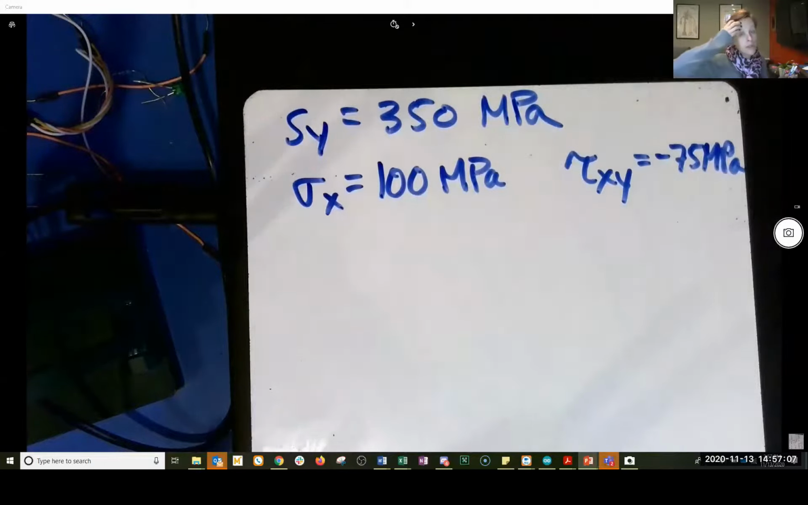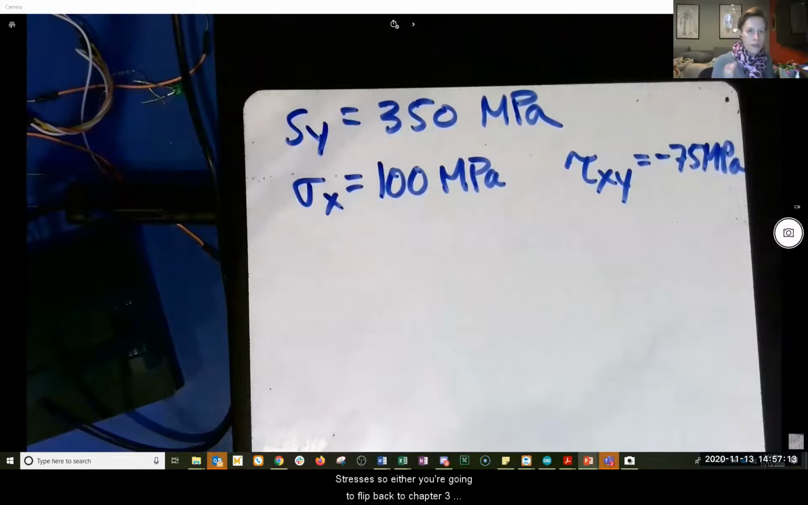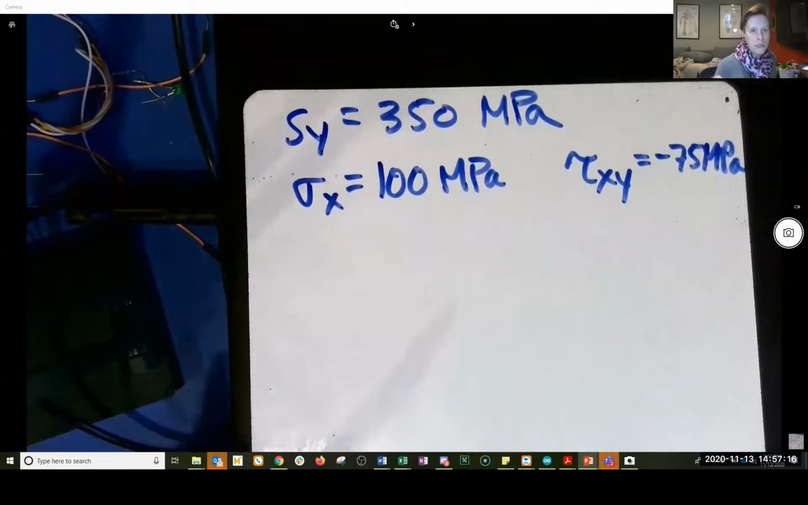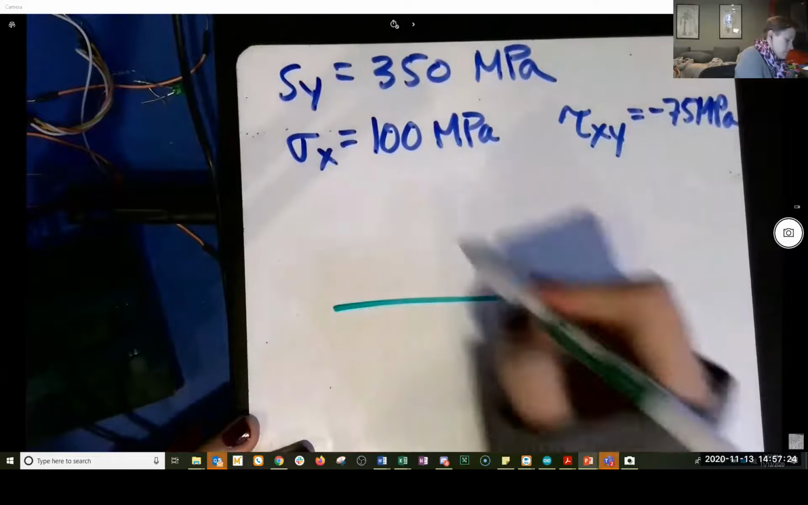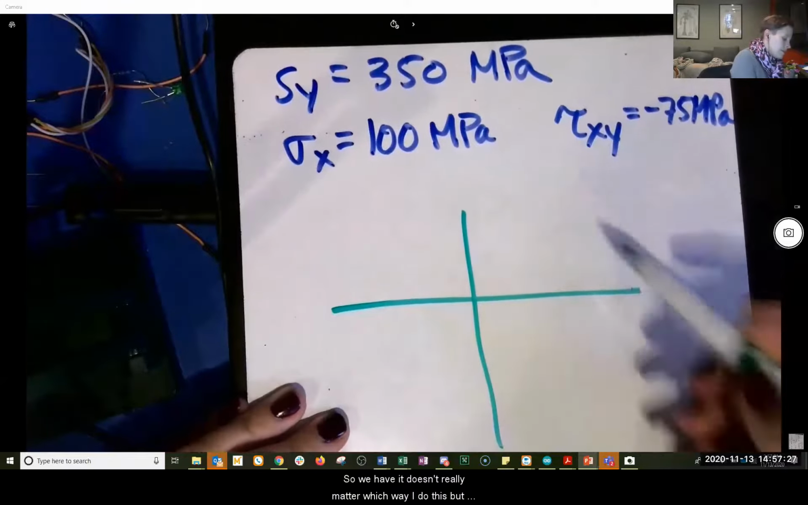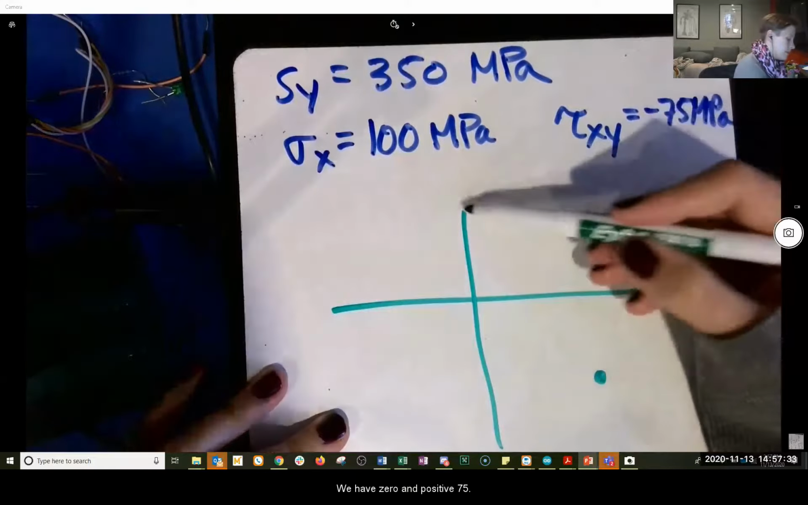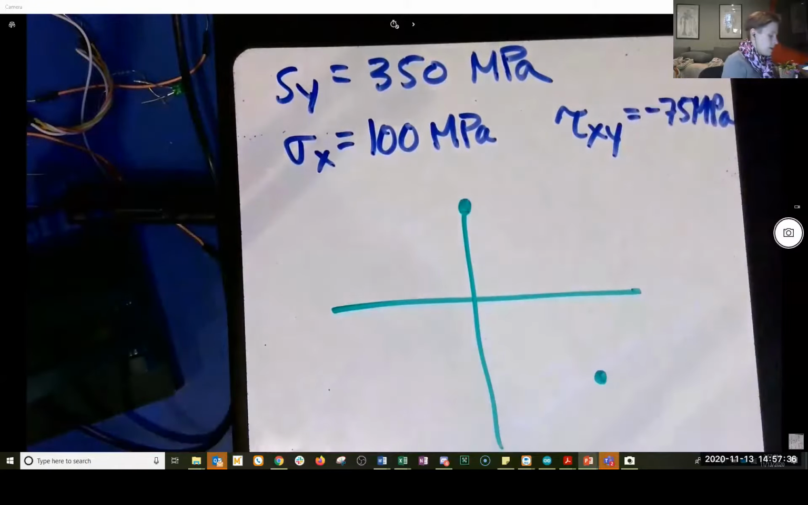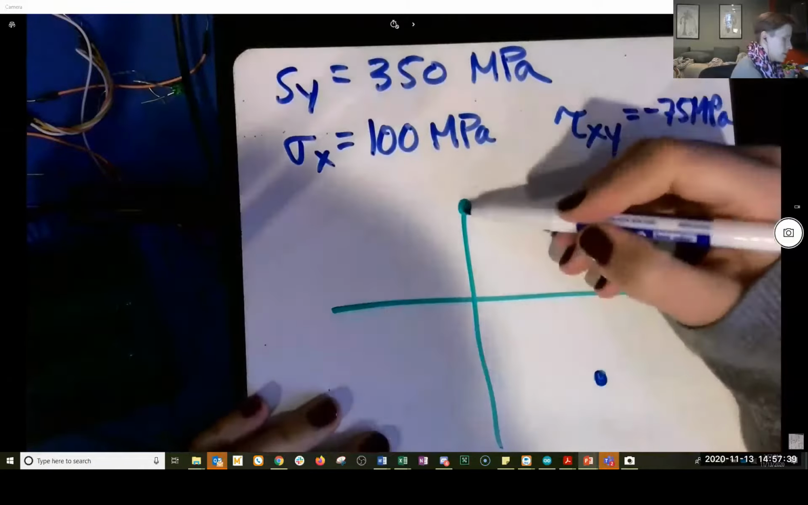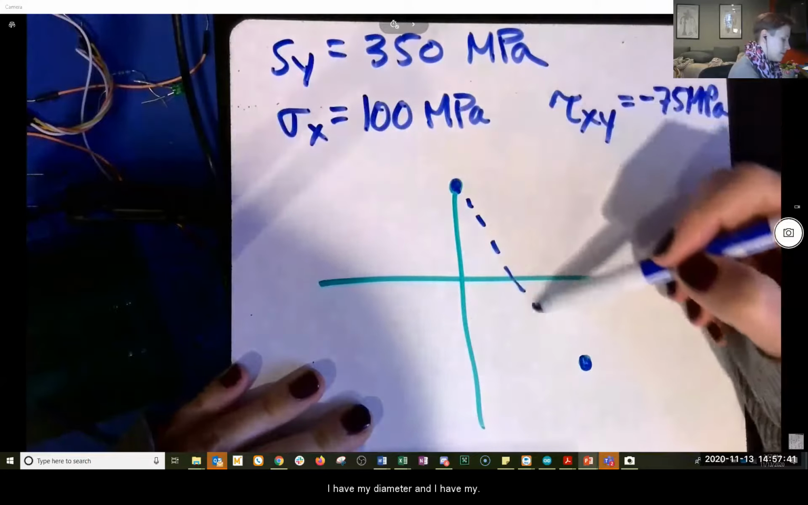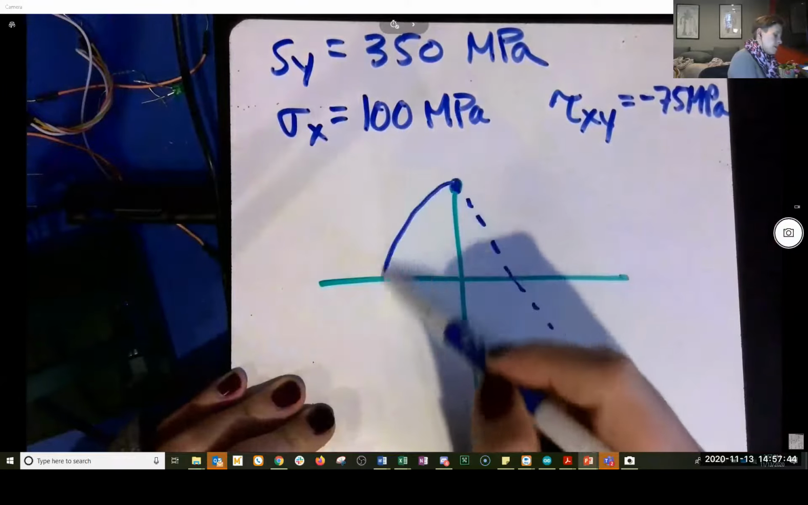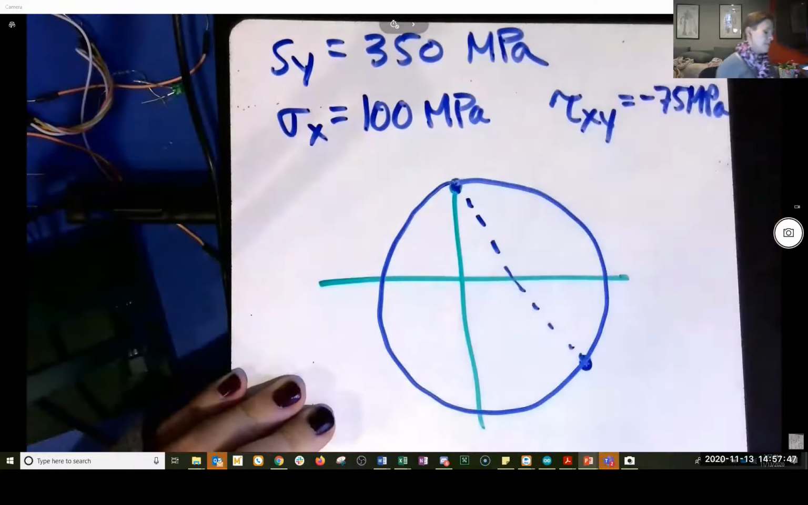Okay, so we'll do a Mohr's circle review because we need to get to our principal stresses. So either you're going to flip back to chapter 3 and look up your equations, or we're going to draw out a Mohr's circle. It doesn't really matter which way I do this, but 100 and -75. We have 0 and +75. And I wanted to use contrasting colors here. So I have my diameter and I have my circle. It's not terrible.